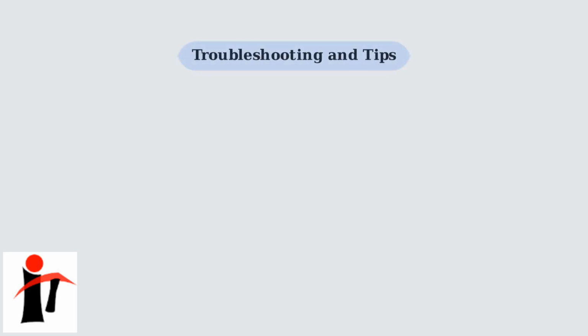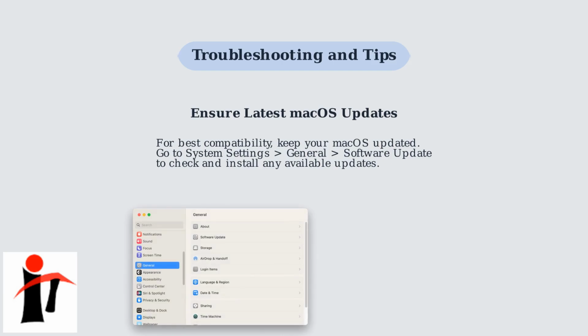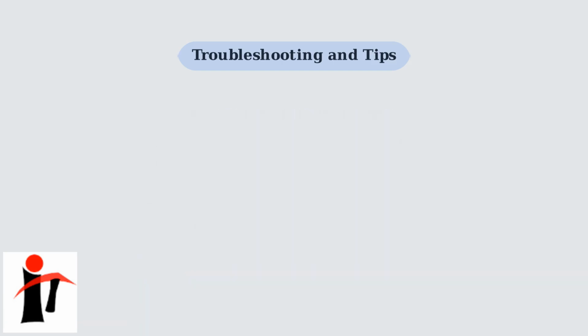Let's address some common troubleshooting issues and tips for converting images to PDFs on your Mac. First, ensure you have the latest macOS updates for the best compatibility. Open System Settings, go to General, then Software Update to check for and install any available updates. This ensures all conversion tools work smoothly.